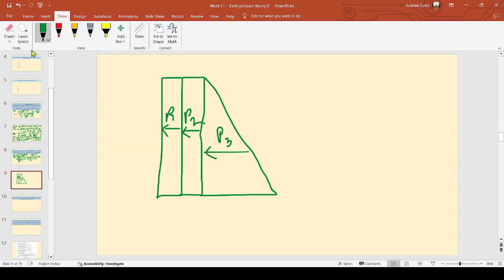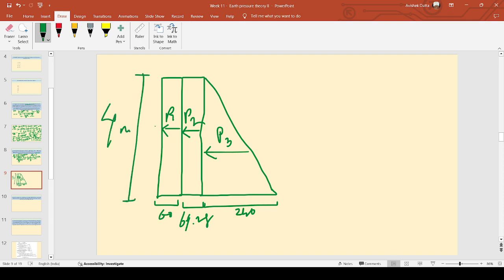So here, what can we say? At the base, for the P3 we have how much? 240, right? For the P2, the constant part, we have how much? 69.28. And for this, we have how much? 60. And the height is 4 meter. So it is very easy to now find out the thrust per unit meter, like P1 and P2 and P3. Okay. So capital P1 will be how much? 60 into 4, right? 240 kilonewton per meter acting at 2 meter on the base, right?